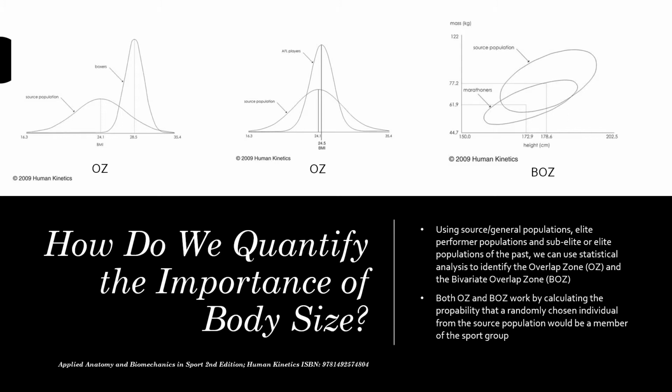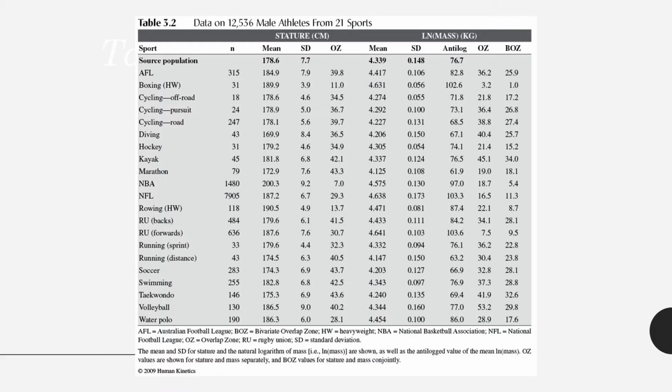Overlap zones is when we're only comparing one trait. Bivariate overlap zones is when we're comparing two traits, and I'm going to show you a chart of this in a second. Basically, both our overlap zones and bivariate overlap zones, or OZ and BOZs, are going to work to calculate the probability that a randomly chosen individual from the source population would be a member of our sporting group.